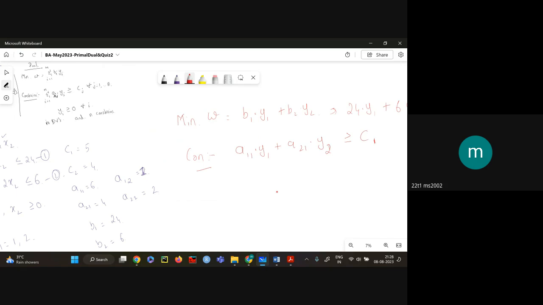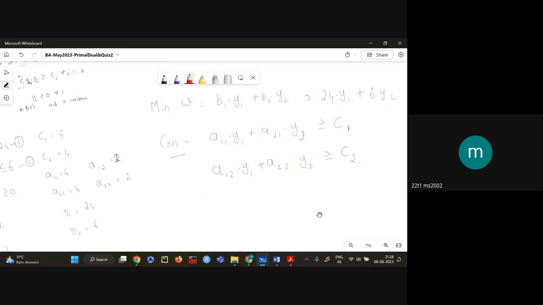J is equal to 2. So over there, I have A12 into Y1 plus A22 into Y2 must be greater than or equal to C2. Correct? So what does that become now? It becomes 6.